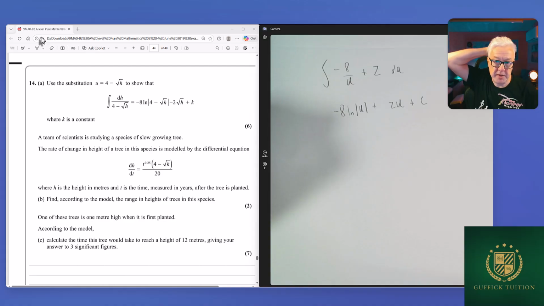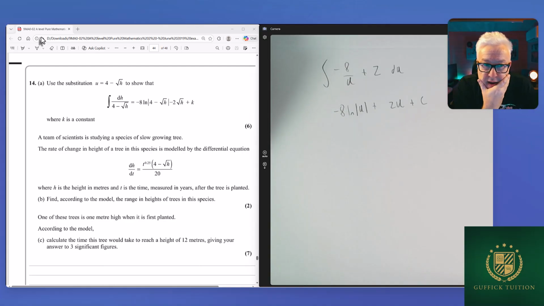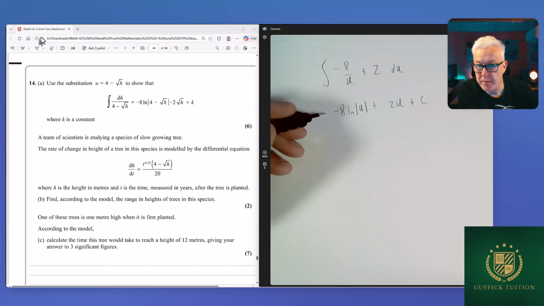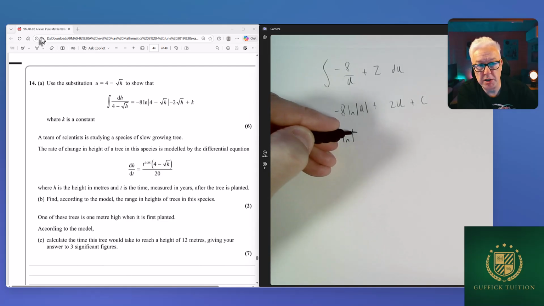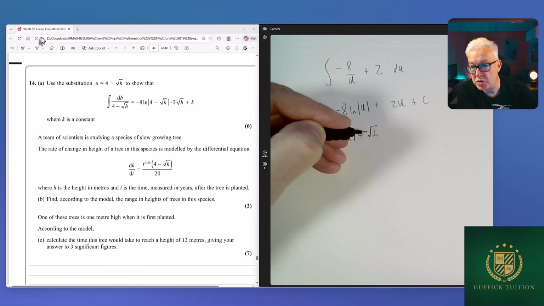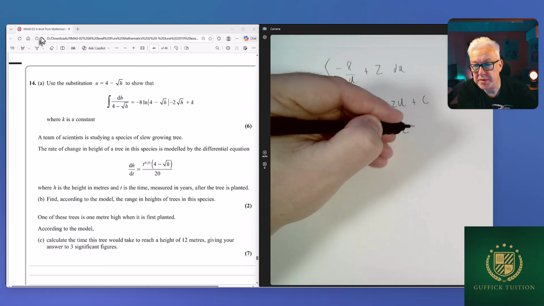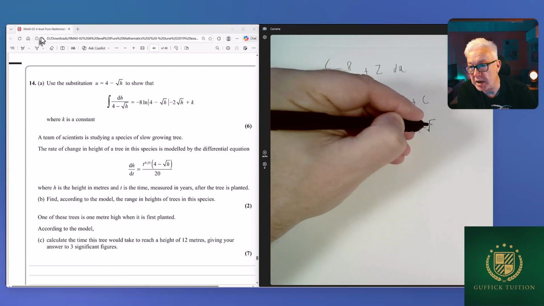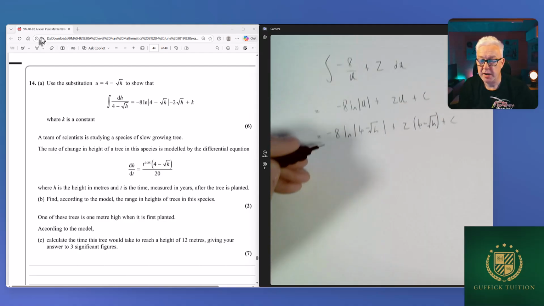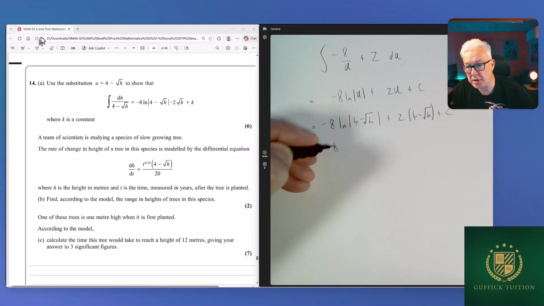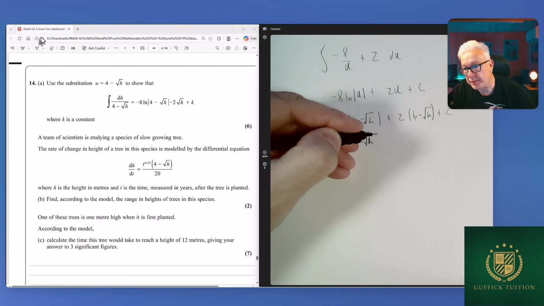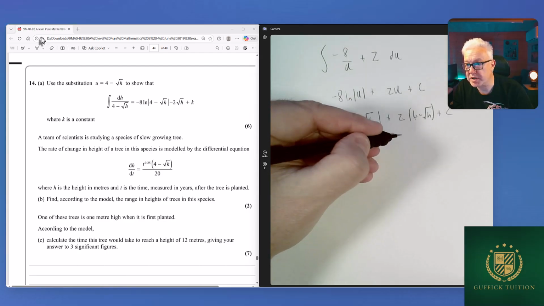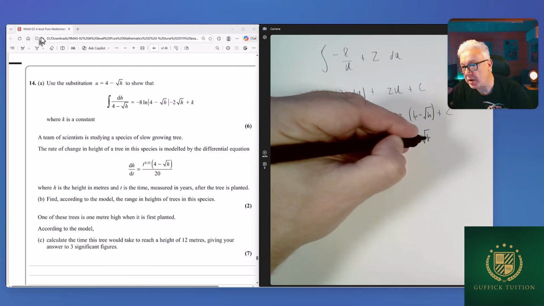Okay, now let's substitute everything back in. Remember that u is equal to 4 minus root h. So we've now got that this is equal to minus 8 times ln of the modulus of 4 minus root h plus 2 times, open brackets, 4 minus root h, plus our c. And then starting to look quite promising now, as you can see. So now let's expand our bracket here. 2 times 4 is going to be 8, and then we're going to have minus 2 root h add c.